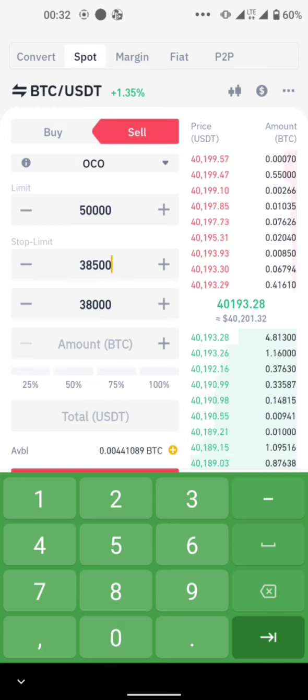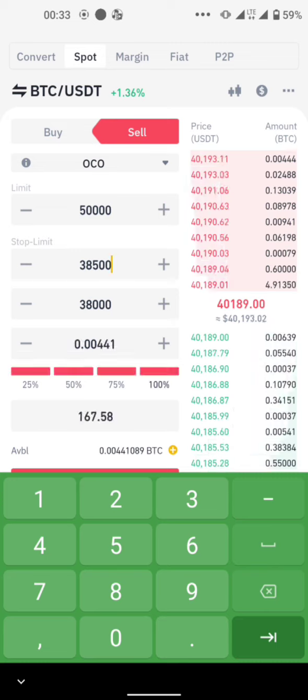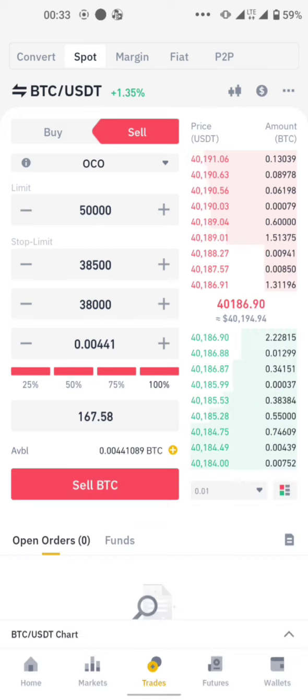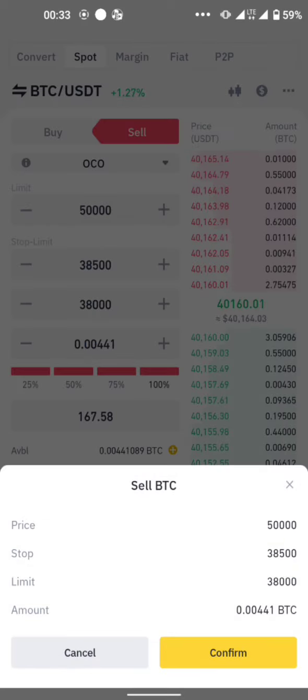So to use the OCO and set your stop loss helps so you don't miss out. If the market pumps, you will catch the pump. If the market dumps, you'll be taken out of the trade and your losses will be cut short. So now I'll just click 100% to sell my BTC at 50,000 or at 38,000, and then I'll click sell BTC. Once I do this, you see a screen to confirm the transaction just popped up.